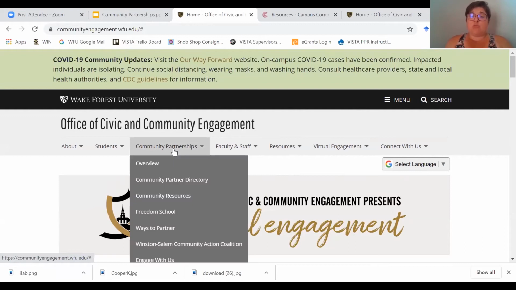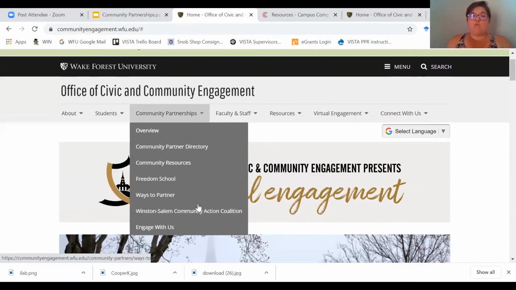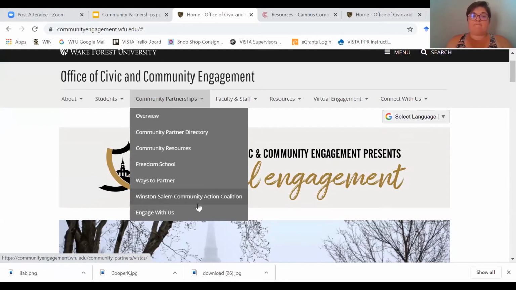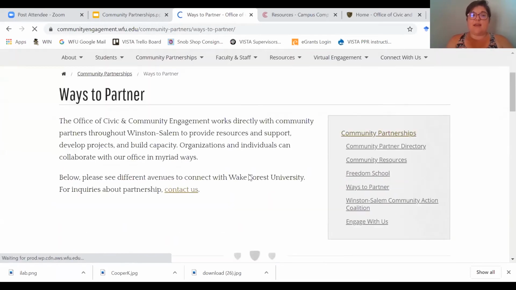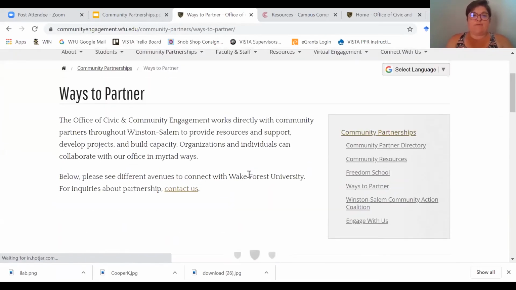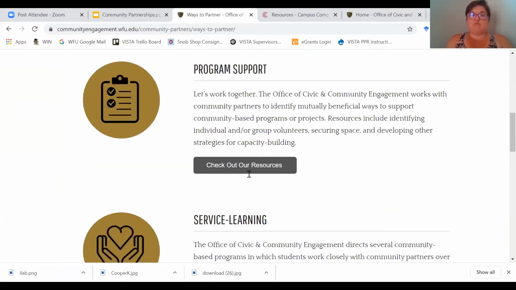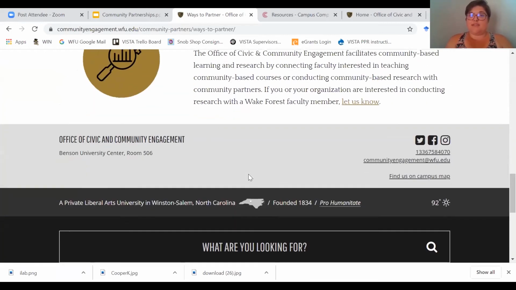One thing that's new to our work, because about this time last year we were relaunching this office with a recentered focus on community partnerships and community partnership development, is that we developed this Ways to Partner page that I think can be helpful for you, for other projects that you might want to do.